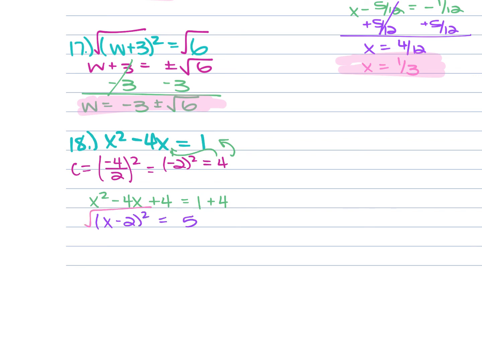We're going to take the square root of both sides, and that's x minus 2 is equal to plus or minus the square root of 5. Move your 2 over, add it to both sides, and you have that x is equal to 2 plus or minus the square root of 5.